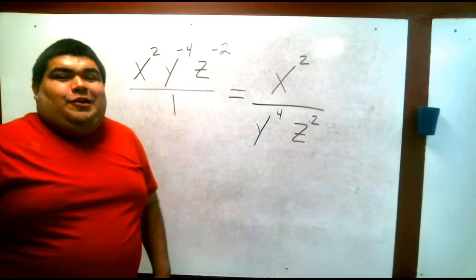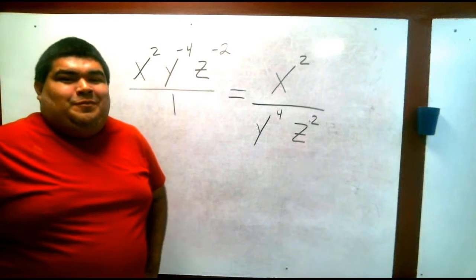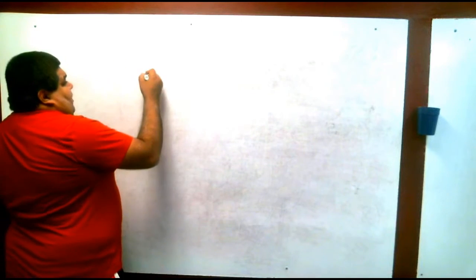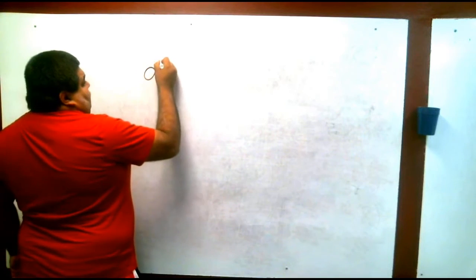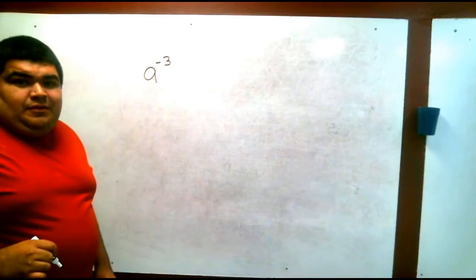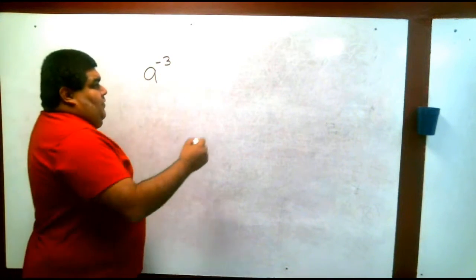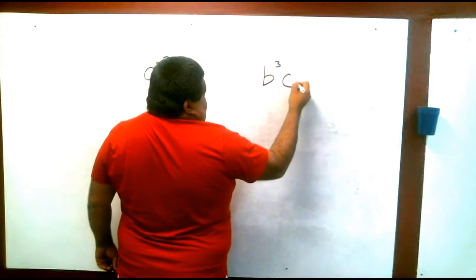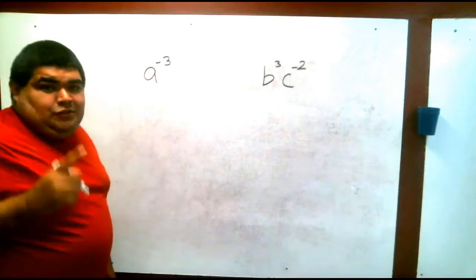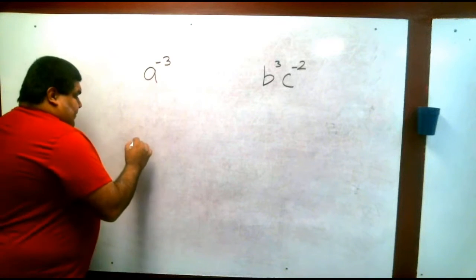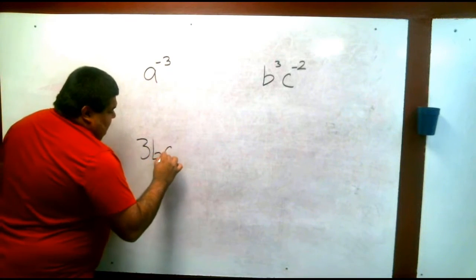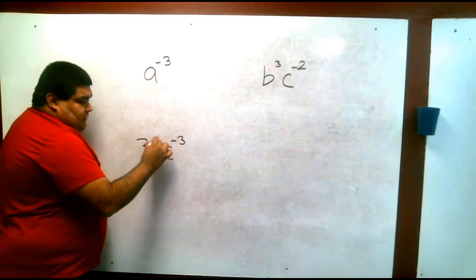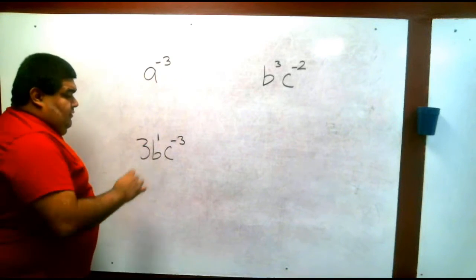Okay, so here is your assignment for today. Alright guys, so your assignment for today is, we have a to the negative 3. Okay, that's your first problem. Then we have b to the 3rd, c to the negative 2. That's your second problem. Then we have 3b, c to the negative 3. Remember, when the b doesn't have anything, that means there's a 1. Okay, that's the third one.